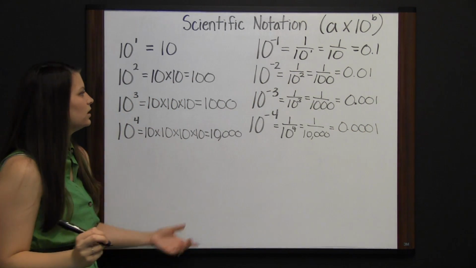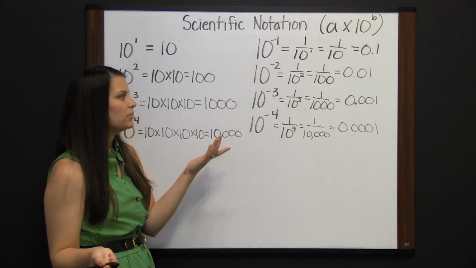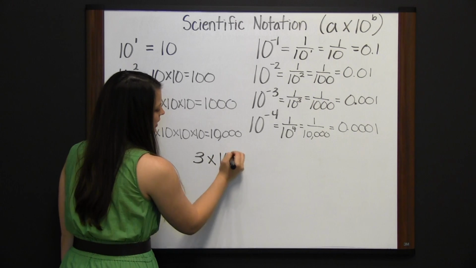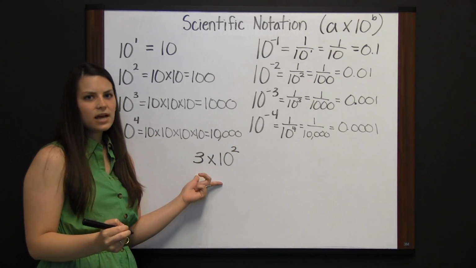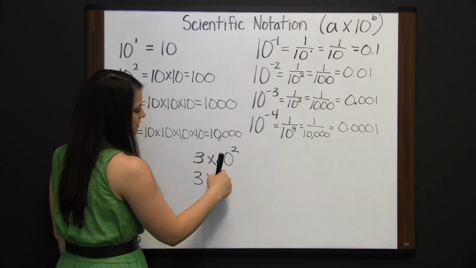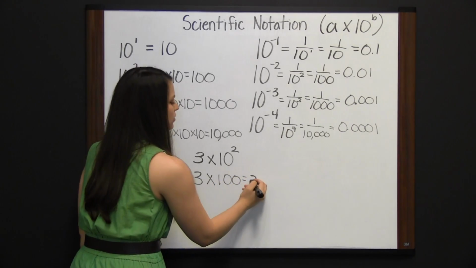1/10,000th. And so we looked at this because with scientific notation, we would take a number like 3 times 10 to the second power. And 3 times 10 to the second power is really 3 times 10 squared, which is 100. 3 times 100 is 300.